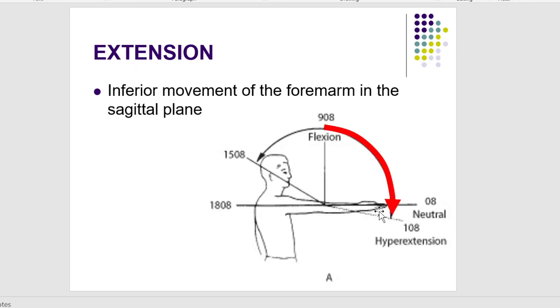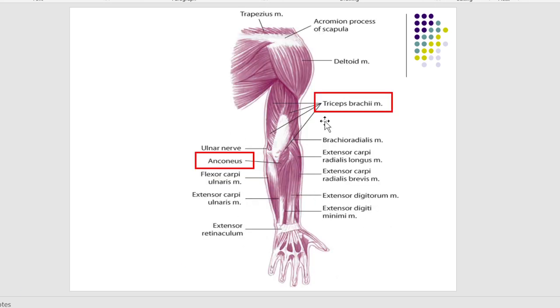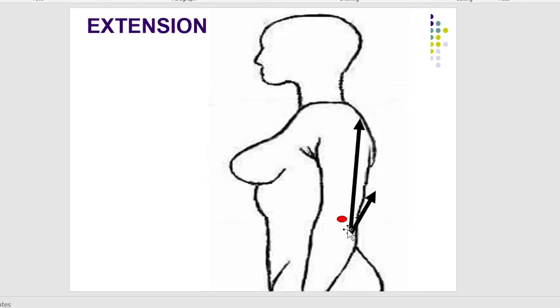Extension. So extension of the forearm is from 180 to 0. But of course, if you are going to hyperextend it, there are only a few people who could hyperextend their elbow. Usually women can do that because they have a large carrying angle. So these two muscles are responsible for extending the elbow, the triceps brachii and your anconeus. So this is the line of action.